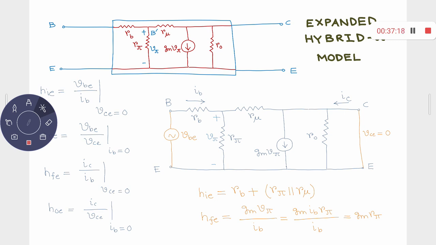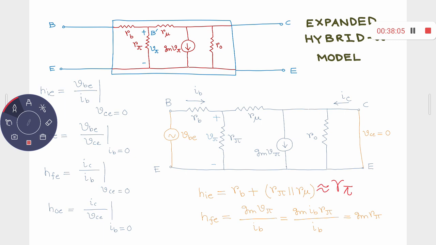Typically R B is very small, as I told you, a few tens of ohms, and R mu is very large, in the range of a few mega ohms. Therefore this HIE value is approximately equal to your R pi, because R B is very small and R mu is very large. Whenever you incorporate R B and R mu, it gives you a much more accurate result, but for approximate calculation it is close to R pi. Typically, whenever we do calculations, we neglect R mu and R B, and we are happy with R pi.